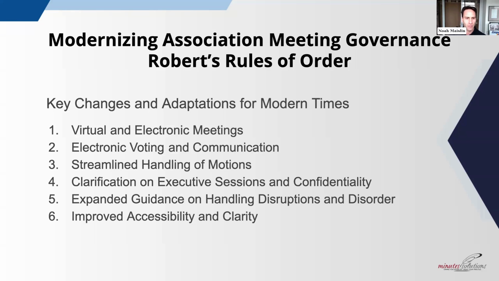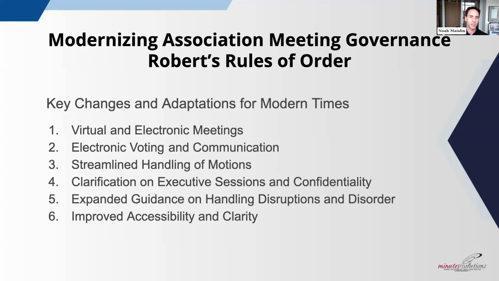So the first one that I'm going to talk about is virtual and electronic meetings. Previous editions had limited or no guidance on conducting official meetings through electronic means. I mean, as you could imagine, this thing is almost 150 years old, so I'm sure back then there was no such thing as electronic meetings. The latest edition was updated to provide explicit rules for virtual and hybrid meetings, including how to establish rules of participation, voting, and maintaining order in digital settings.